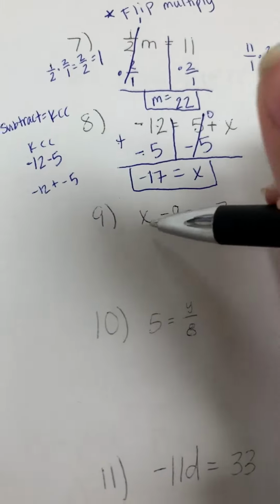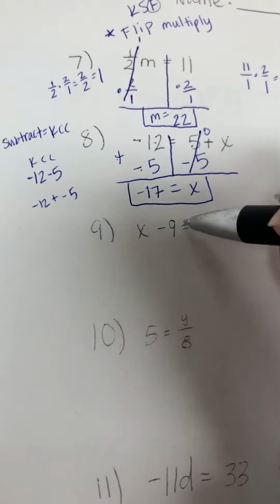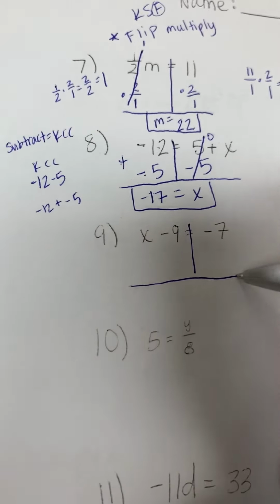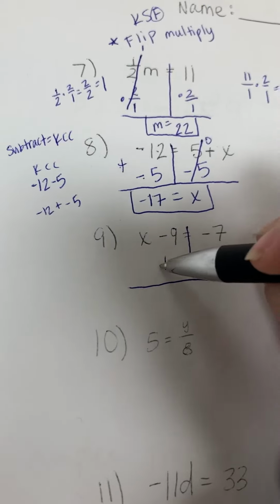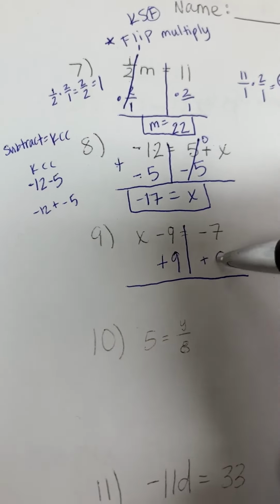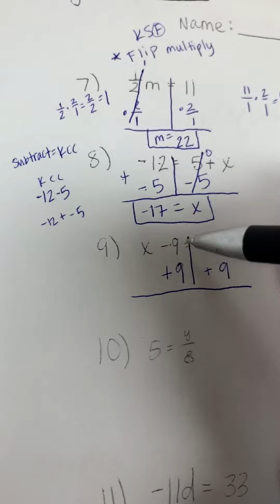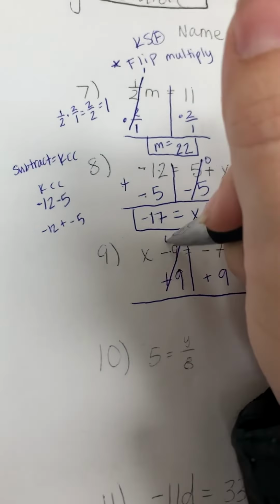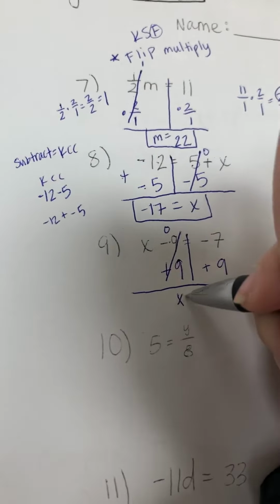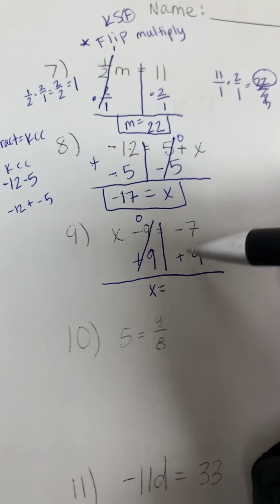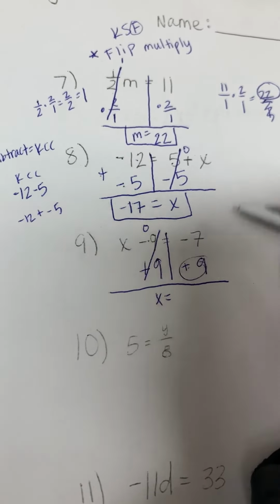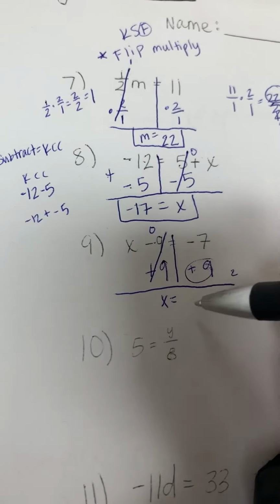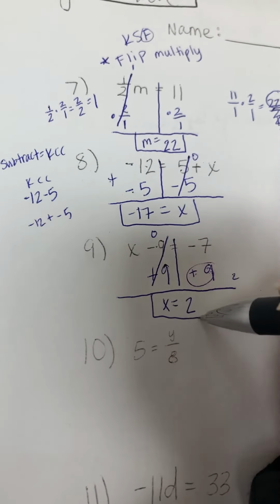Okay, next one, x minus 9 equals negative 7. Variables on this side, so I start over here. The opposite of subtraction is addition. Adding 9, negative 9 and positive 9 is 0. So I get x equals negative 7 plus 9. I have more positives than negatives, okay? I have 2 more positives than negatives, so my answer is positive 2.